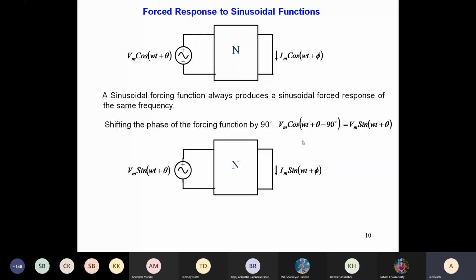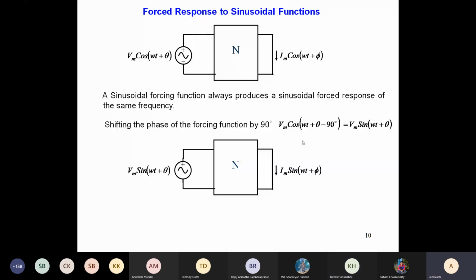We have the Vm cos omega t plus theta. We shifted that, so we will also get the same shifted response. You can do it. In the same example that we did in the RL circuit, if you just interchange sine and cos, you will get a similar term.